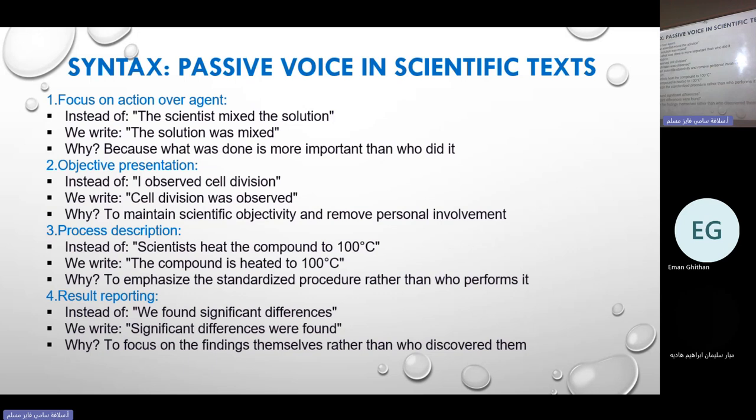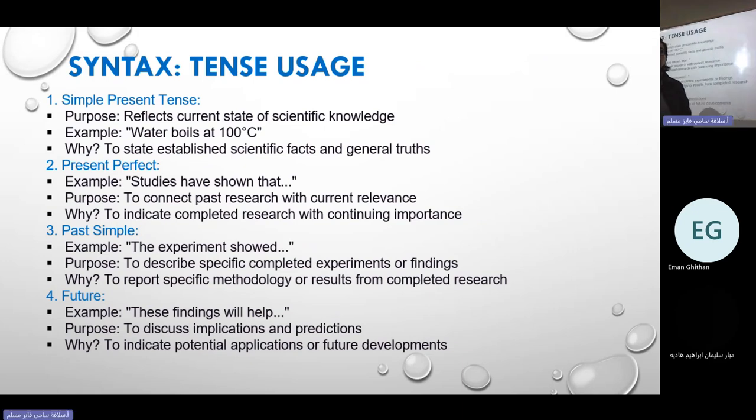So instead of we found significant differences, we write significant differences were found. Why? To focus on the findings themselves rather than who discovered them. That's why we use the passive voice. Instead of I, we, process, the results. Hence, what do we use when we do research?